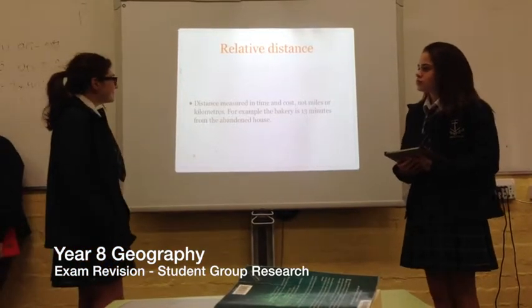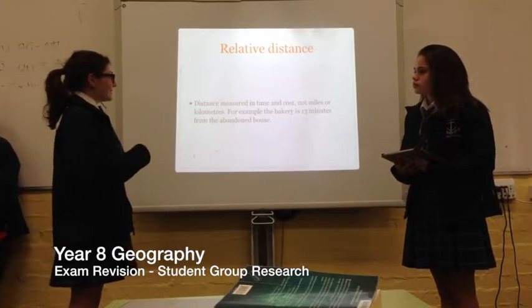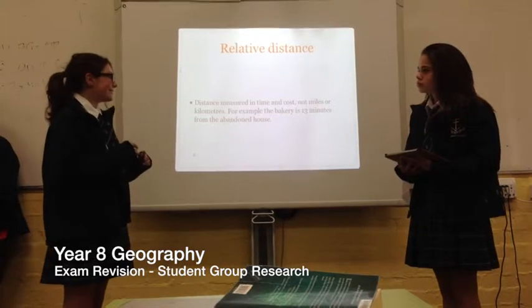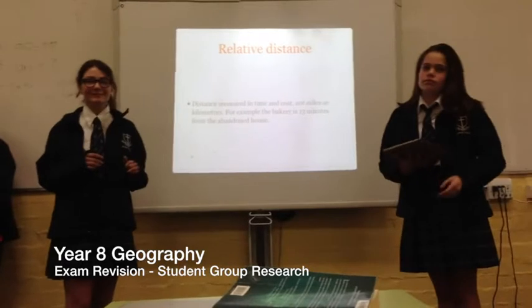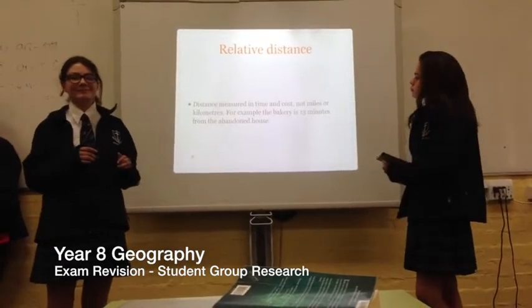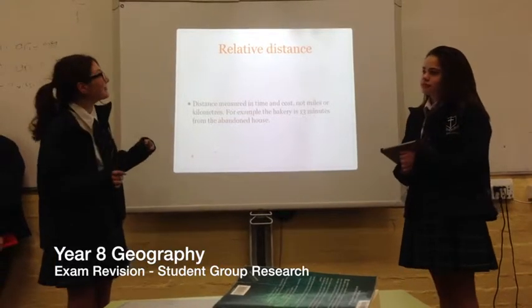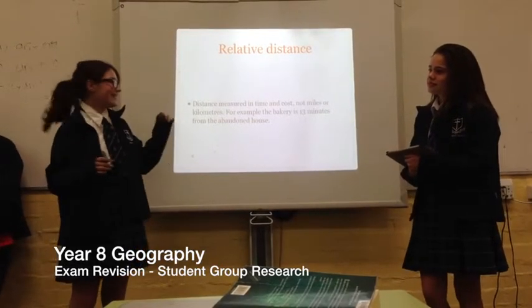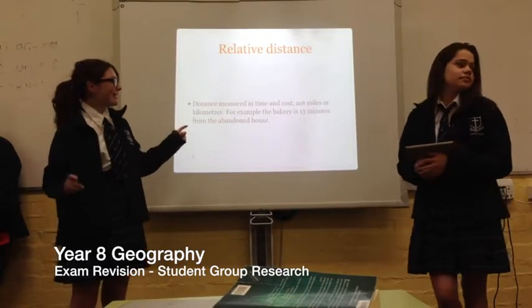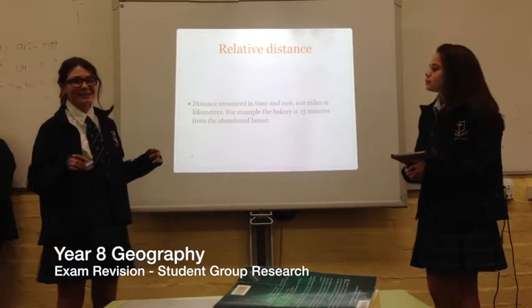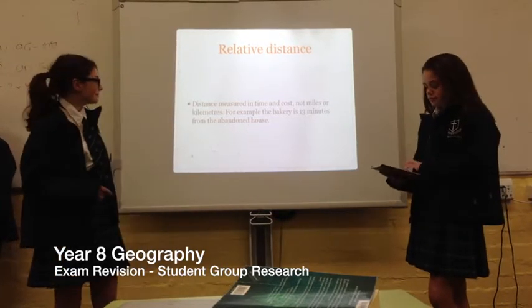Relative distance is distance measured in time and cost, but not miles or kilometers. For example, the bakery is 30 minutes away from the United House. So you've said cost. How would you explain that? How would you define that? I just listened to time again before the presentation because I remembered it, then I forgot it, now I remember it again. So I can't remember cost. Okay. It'll come. We'll come back to that because that's a good example actually.